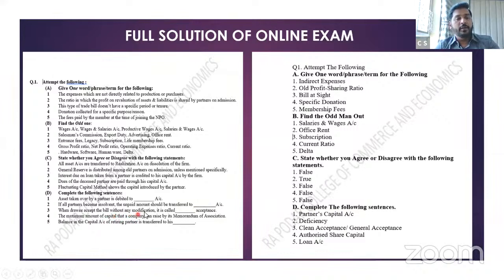When the drawee accepts the bill without any modification, meaning no conditions attached, no changes, it is called which type of acceptance? It is called clean acceptance or general acceptance. If it is with changes, qualified acceptance. Maximum amount of capital that a company can raise by its memorandum, it is authorized share capital. Balance in the capital of the retiring partner is transferred to his dash, basically to loan account. Take a screenshot of this, so you will have the question as well as the answer.